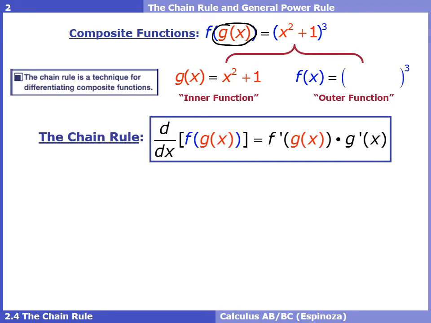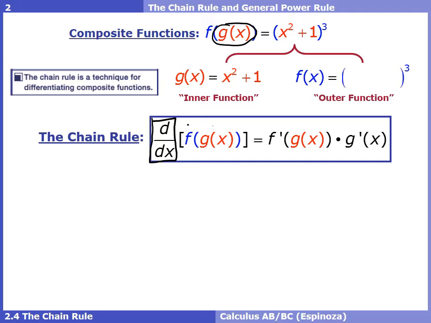So let's take a look at the chain rule. You'll notice in the chain rule, again, we're being asked to take the derivative. But now we're not taking the derivative of a fraction or two functions being multiplied by each other. We're taking the derivative of a function, which is g, inside of another function, which is f. What does the chain rule say? Well, the chain rule says this.